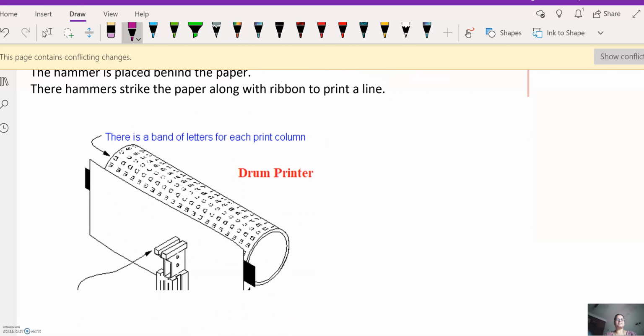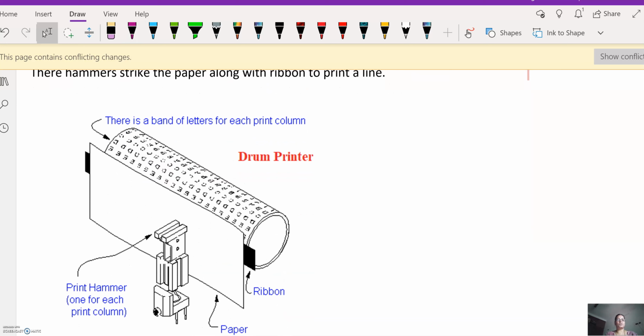You can just see this diagram so that it will be more clear. As I told, we will have the print hammer, and we will have a hammer for each column. For each column we have to position the hammers in the proper way, and the drum keeps rotating, and there will be a ribbon in between the paper and the drum. So this is going to be the paper, and we have the ribbon which is inserted in between the paper and the drum. This is the actual drum.